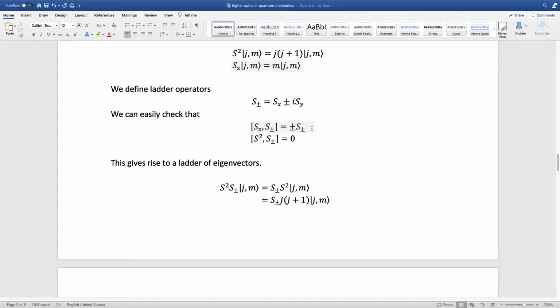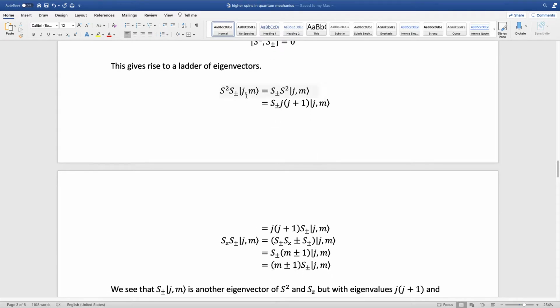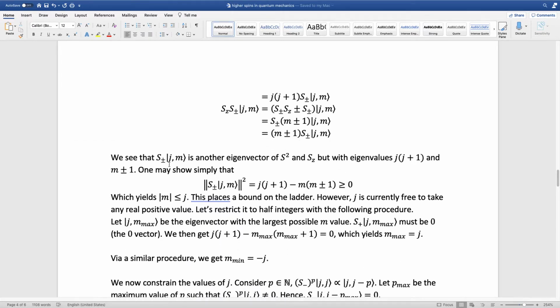Now we can simply check these commutation relations, and the first one interests us because it looks a lot like harmonic oscillators. This gives rise to a ladder of quantum states, or in this case, a ladder of eigenvectors. Now, we check that the following relations are true. Go ahead and pause the video. That means that when we have |j, m⟩ as an eigenvector and act upon it with S plus, the raising operator, we get another eigenvector with eigenvalue j(j+1) for the S squared operator and m plus 1 for the spin z operator. Similarly, S minus, the lowering operator, lowers the eigenvalue of S_z by 1.